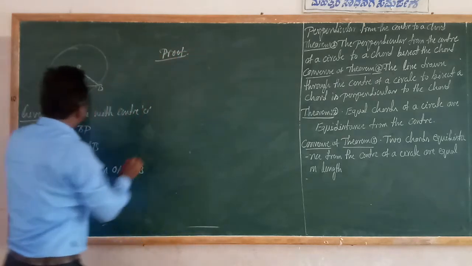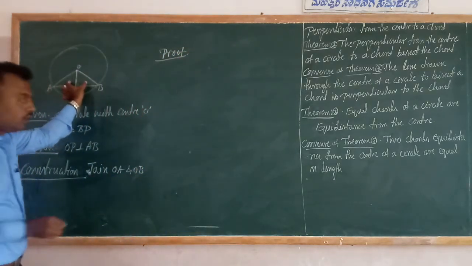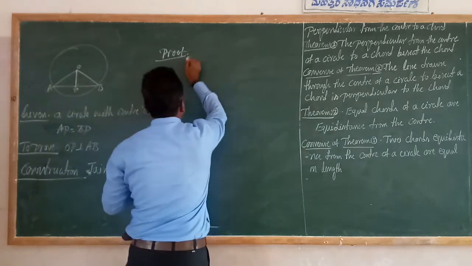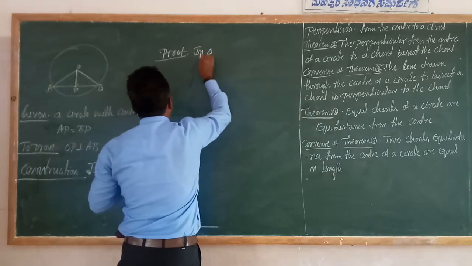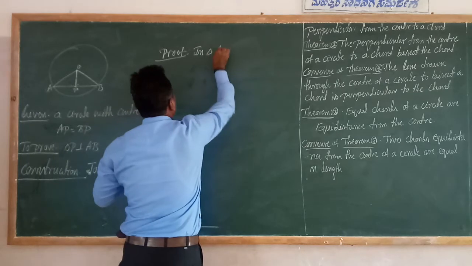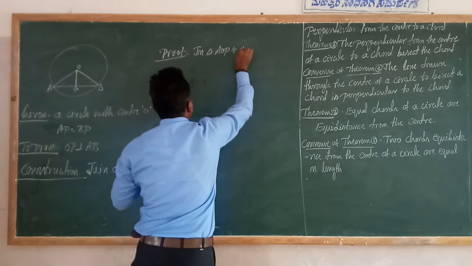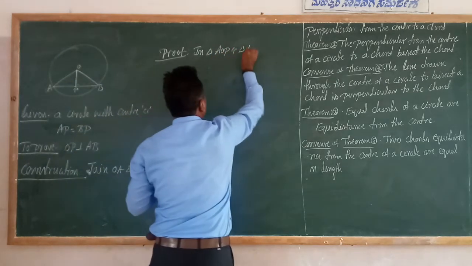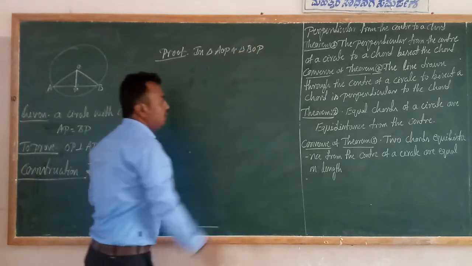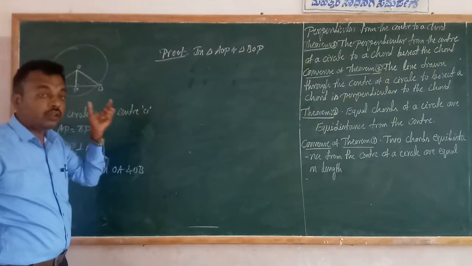Same as before, we have to take these two triangles and prove the congruency. In triangle APO, or AOP, and triangle BOP, we have to consider these two triangles and prove their congruency.